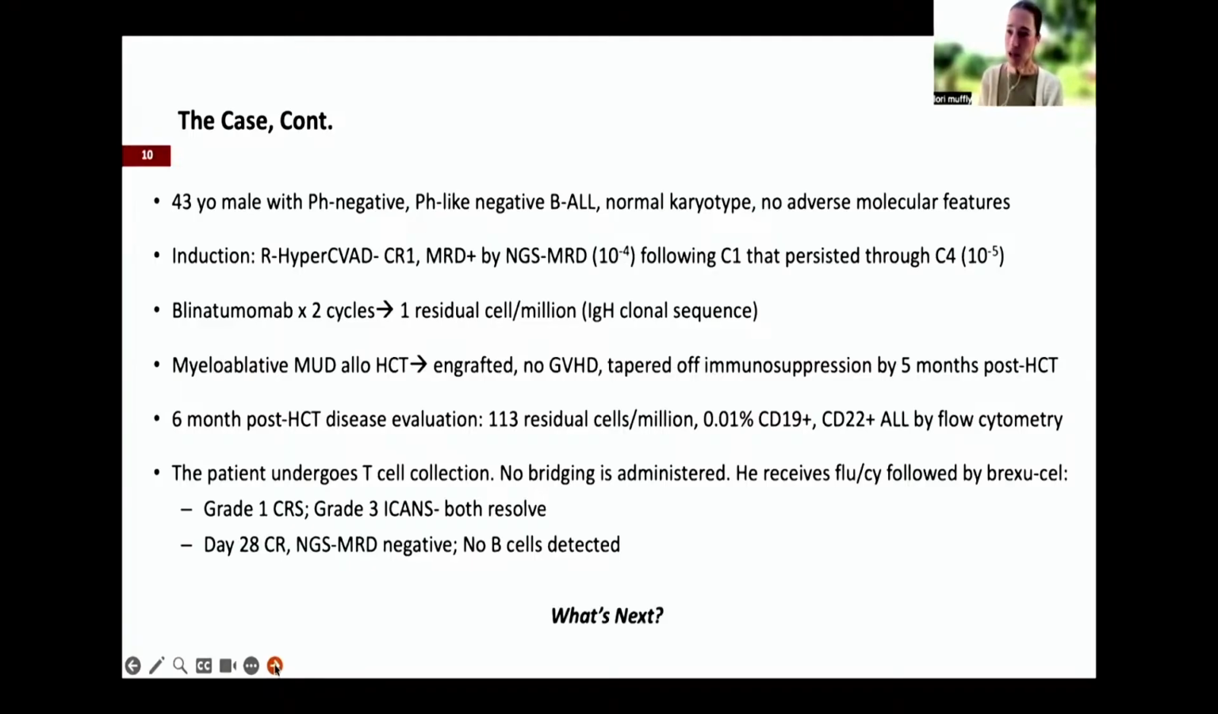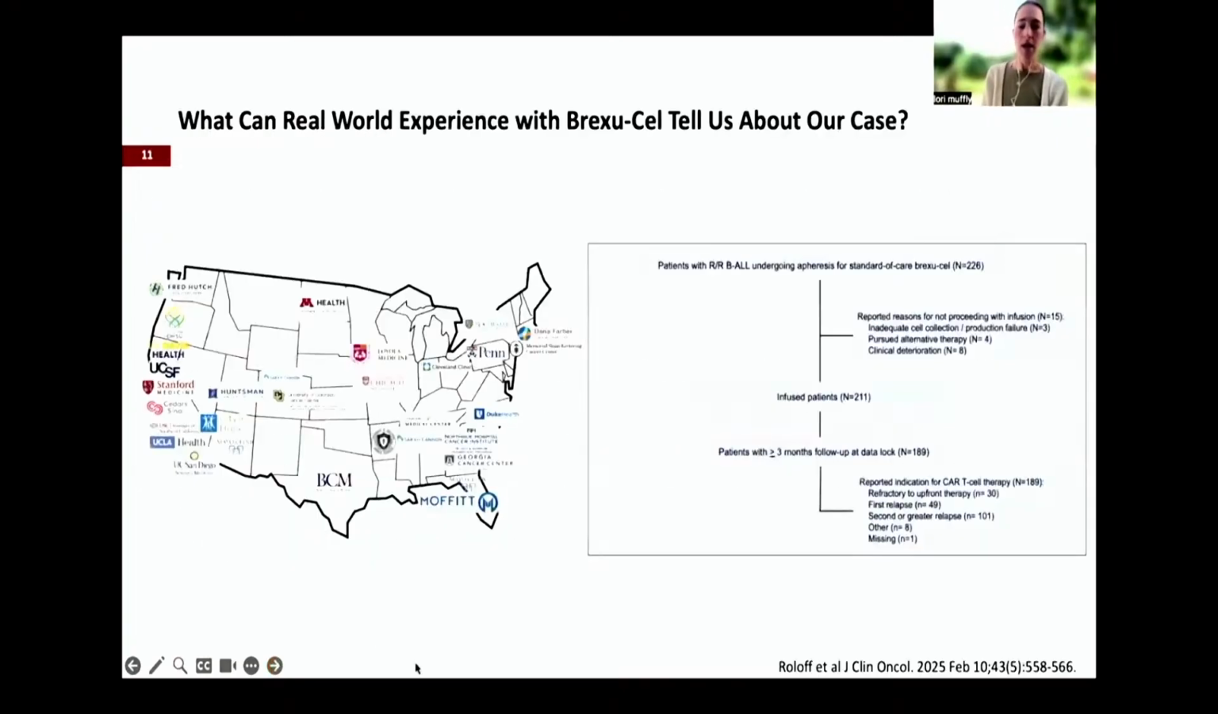So the question is, what should we do next? Are we done? Is he cured? Do we need to retransplant him? Do we need to do something else? Do we have data to suggest or hint at what we should do? So I'm going to turn now to real world data.